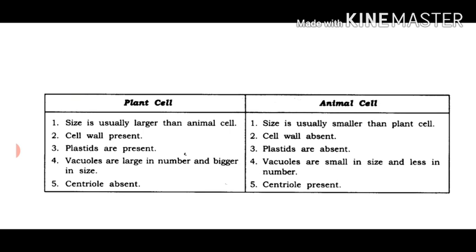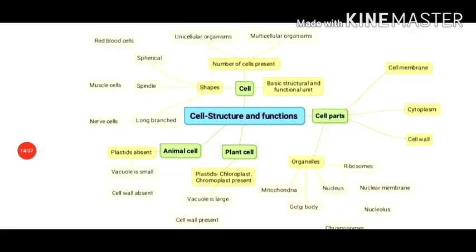Third, plastids are present in plant cells, as plant cells contain chloroplasts which are used for photosynthesis. On the other hand, in the animal cell, plastids are absent. Talking about vacuoles, vacuoles are large in number and bigger in size in plant cells, whereas vacuoles are small in size and less in number in animal cells. So, this was all about the chapter that is cell, structure and functions.